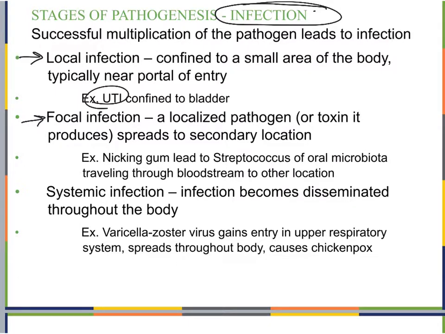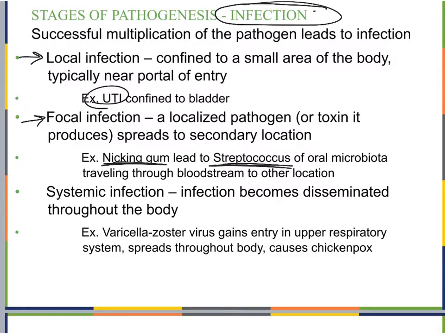We also have a focal infection. A focal infection is when a localized pathogen, or the toxin it produces, spreads to a secondary location. So we have a local infection, but then that local infection spreads to a second location. For example, if we nick our gums while brushing our teeth or flossing, that can lead to streptococcus of the oral microbiota traveling through the bloodstream to a different location.